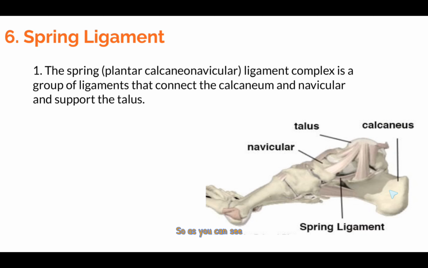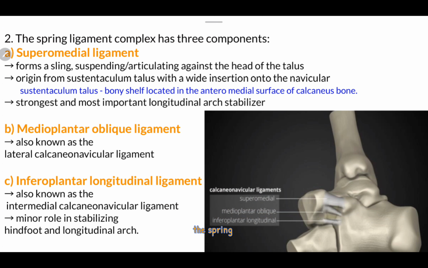As you can see in this picture, this is the calcaneus and this is the navicular bone. The spring ligament connects the calcaneus and navicular, and also provides support to the talus bone. Now moving on to the second point, the spring ligament complex has three components. The first one is the supramedial ligament. The second one is the medioplantar oblique ligament. The third one is the inferior plantar longitudinal ligament.